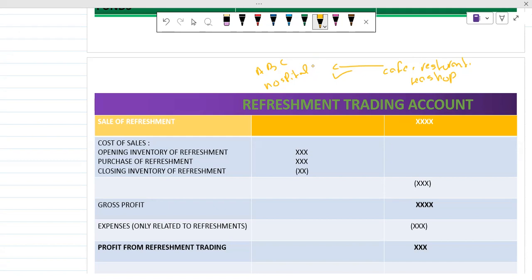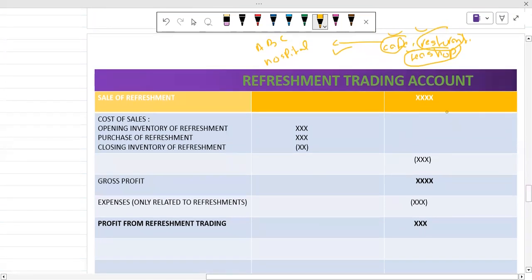And ABC hospital may be running some cafes, restaurants, and tea shops for that purpose. They want to raise cash and finance, so they can easily generate cash from these businesses and use it for expanding their NPO. Okay, so now we are going to discuss only the cafe, restaurant, and tea shop, not the ABC hospital.